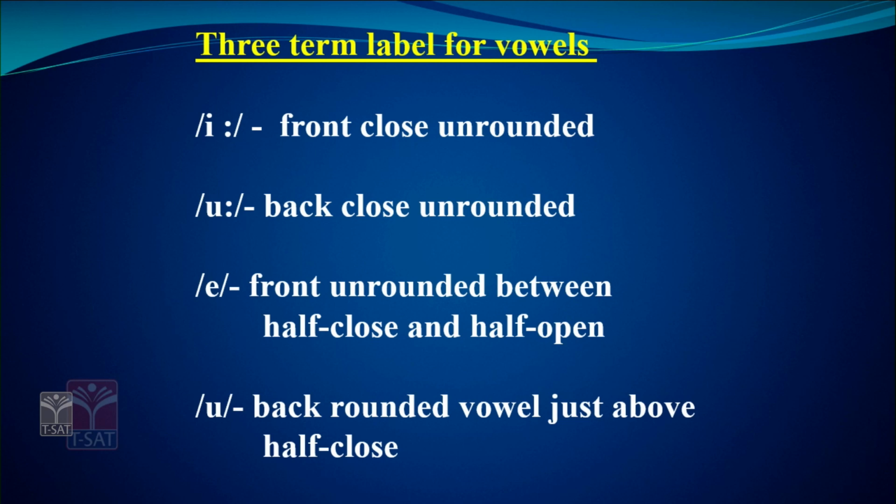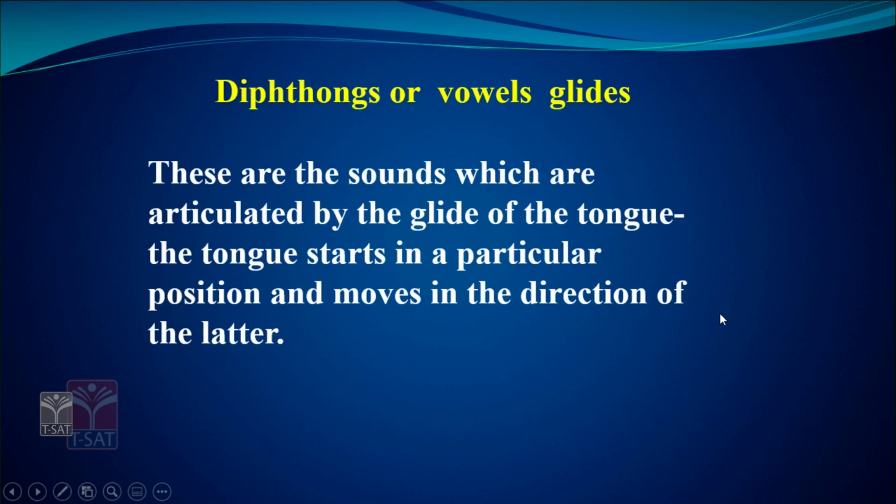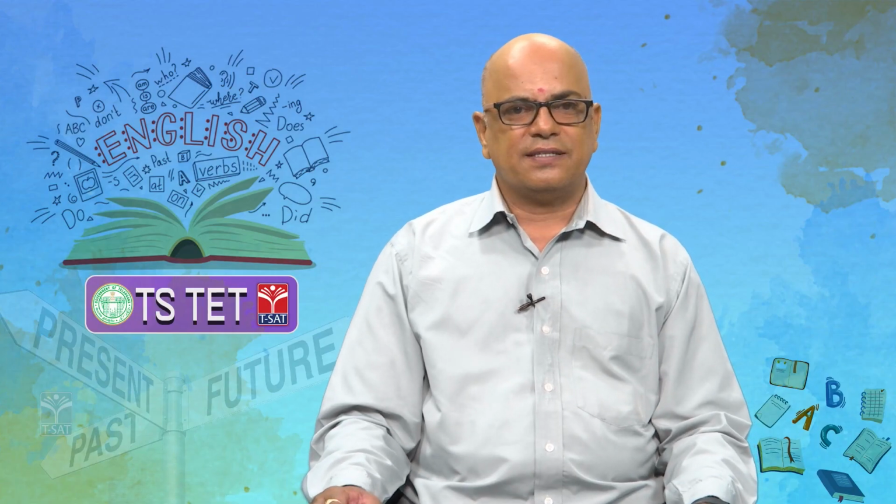We can give three-term labels for vowels, as i: is front close unrounded, whereas u: is back close rounded, and e is front unrounded between half close and half open, and ɔ is a back rounded vowel just above half close. The other area in vowels is diphthongs or vowel glides.